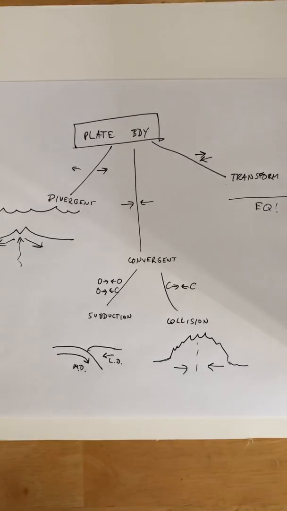Okay, so here we go for this week. Today we're going to be looking at some different types of plate boundaries. Last week we looked at divergent boundaries, so today we're going to knock out some of the other ones.